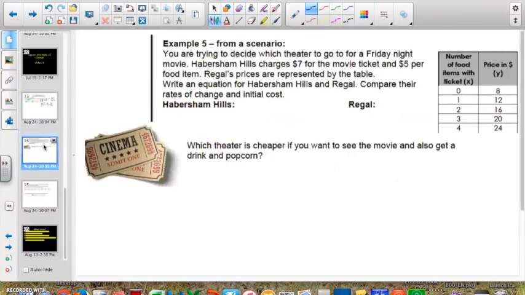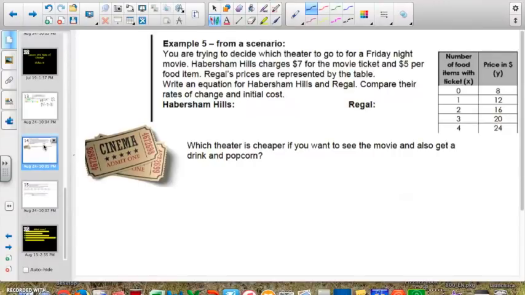The last situation we're going to talk about is from a scenario. And in this scenario, we're actually going to compare the slopes and the rate of changes between two different situations. So we're trying to decide which theater to go to for a Friday night movie. Habersham Hills charges $7 for the movie ticket and $5 per food item. Regal's prices are represented by the table, and we want to write an equation for both Habersham Hills and Regal Cinemas and then compare their rates of change and initial costs.